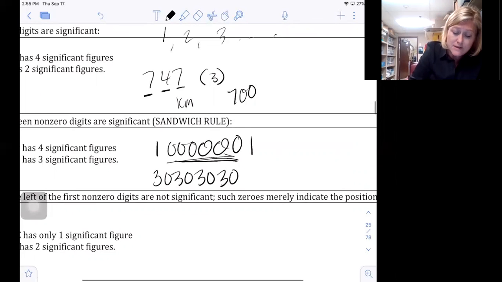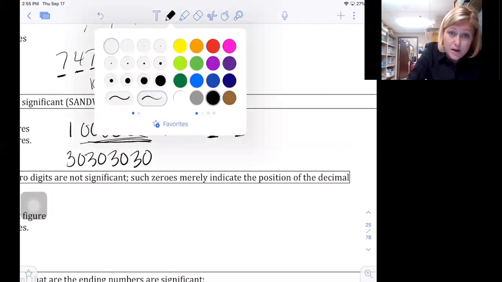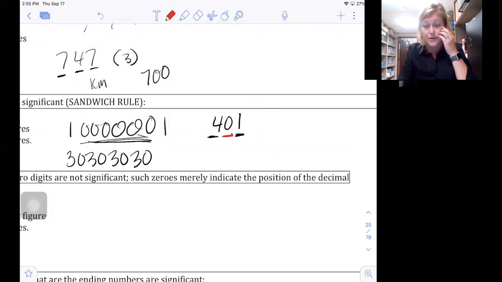So let's take a look here. I could go 4, 0, 1. The 4 is significant because of our first rule. The 1 is significant because of our first rule. And now this zero is significant because of this rule. It's sandwiched between the two. There are significant figures on either side.